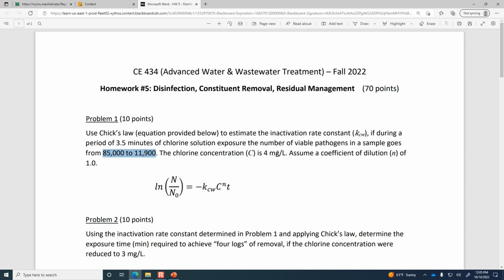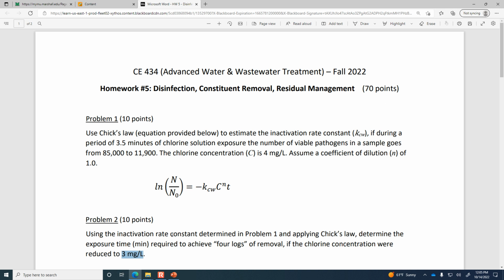In problem 1, the chlorine concentration was 4, but what Chick's law allows you to do is play around with different combinations of concentration times time. And so in the second problem, the concentration is reduced to 3 milligrams per liter. So just a little bit of practice that has to do with chlorination.